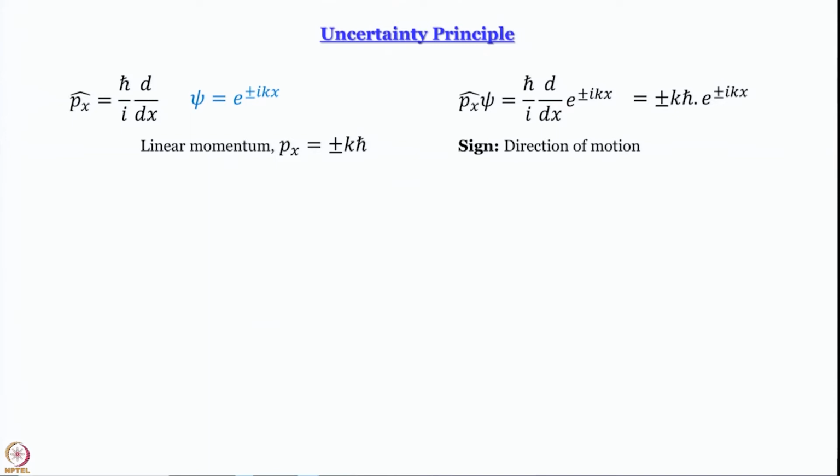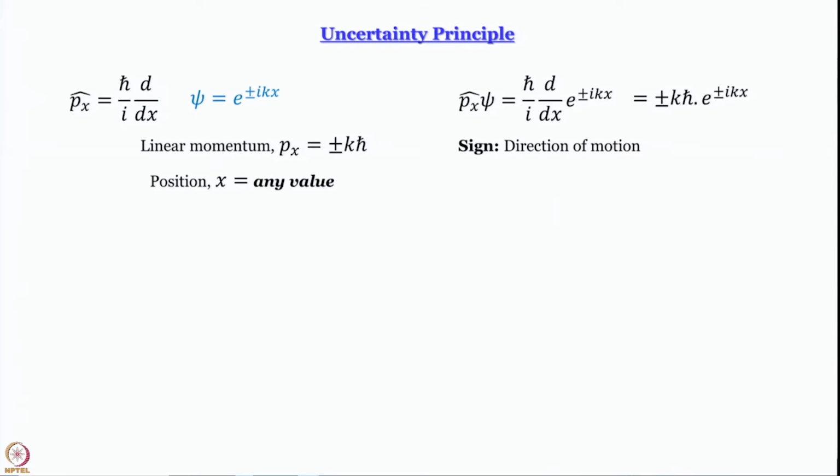This is not an average value. Every time you do the experiment, you are going to get this eigenvalue k h cross. So, for this wave function e to the power ikx, no matter whether the sign is plus or minus, momentum is defined very nicely, is defined precisely. What about position?